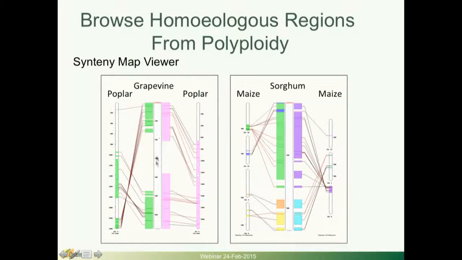And so here, using a common reference of grapevine, one can look at where poplar is syntenic, and you can actually see where there are duplicated regions. And so you can very easily navigate from one duplicated region of poplar into another duplicated region of poplar. The same concept holds true for maize, which is an ancient polyploid, and you can navigate its whole genome duplication using sorghum as a reference.